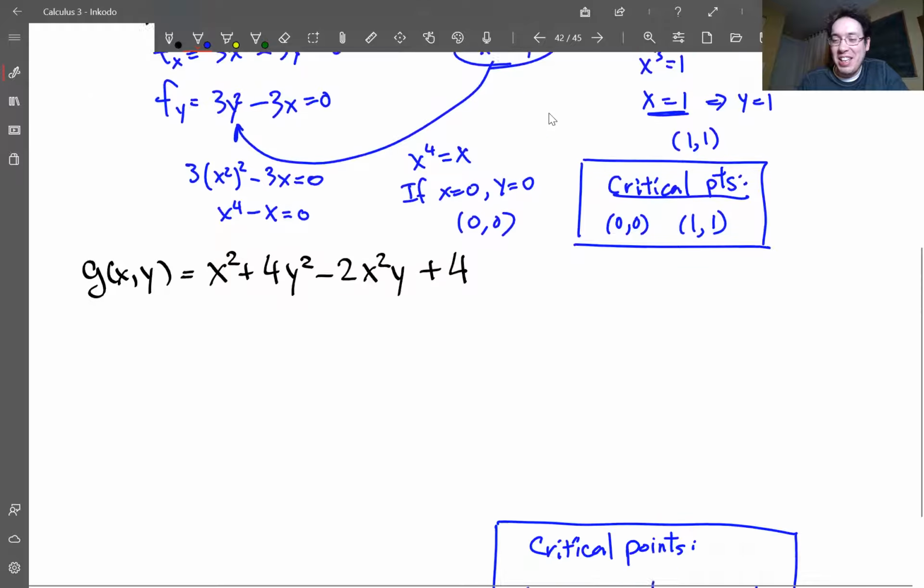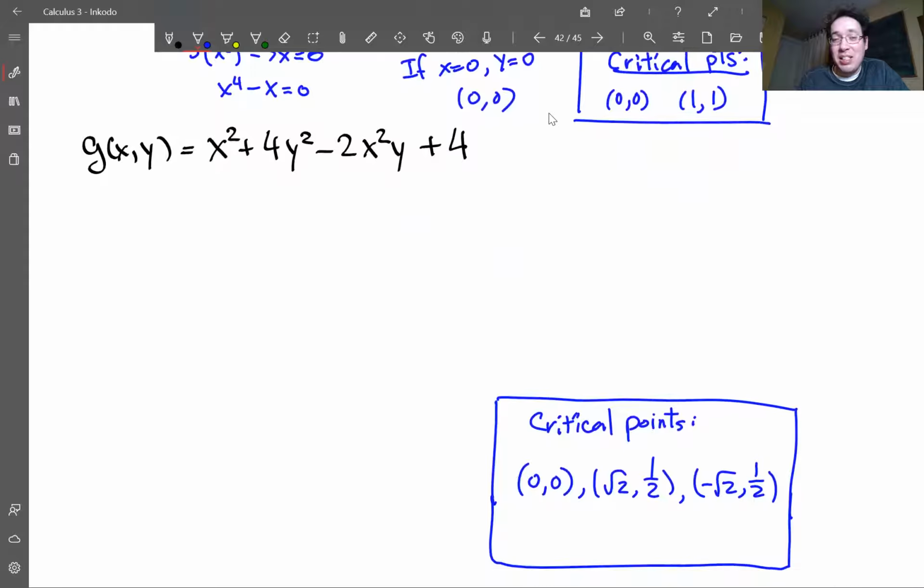And the solution, this one has 3 critical points: (0, 0), (square root of 2, 1/2), and (negative square root of 2, 1/2). So I think this would be a good practice problem. So try it out.